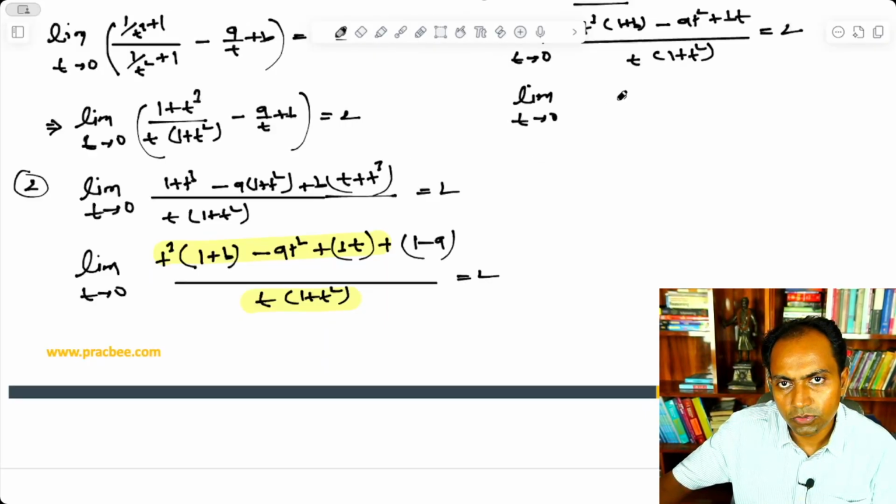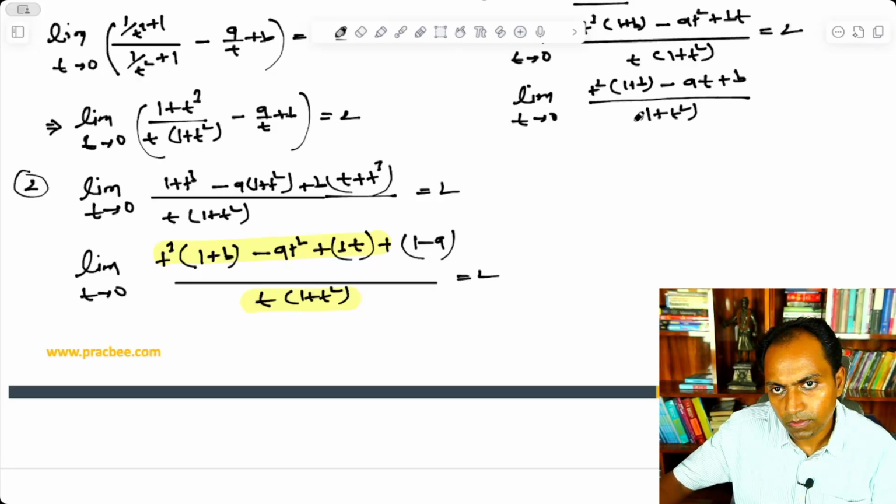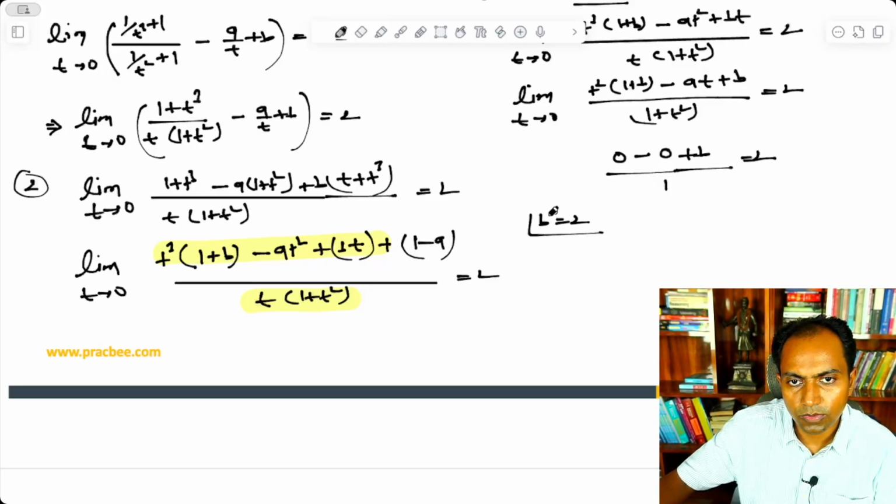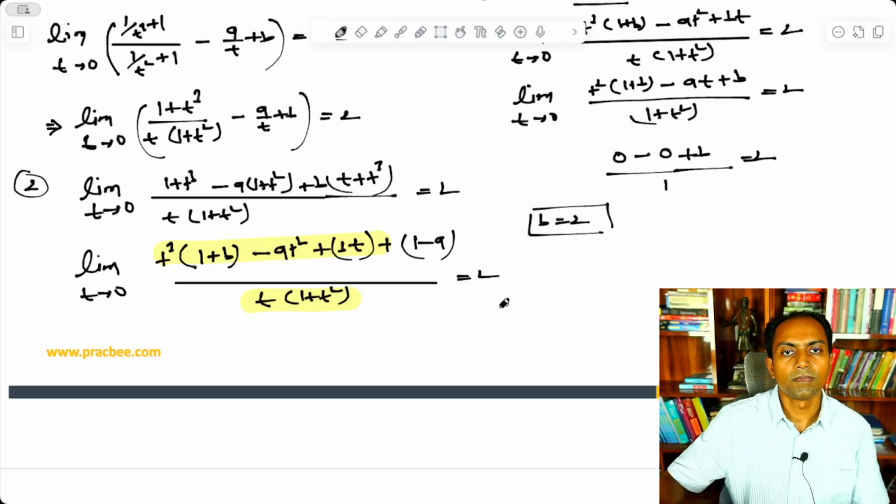Limit t tends to 0, t square times 1 plus b. This becomes at, this becomes b. This is 1 plus t. Substitute the limits. Once we substitute the limit, first part becomes 0, next becomes 0. B is remaining in the numerator, denominator becomes 1. If you simplify this, the value of b also comes out. A is equal to 1, b is equal to 1.